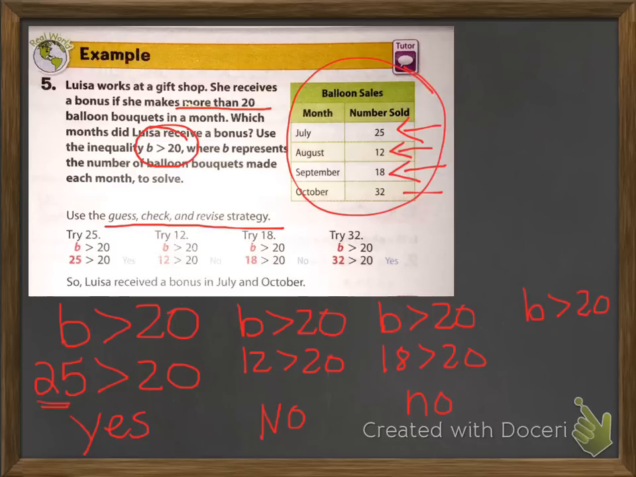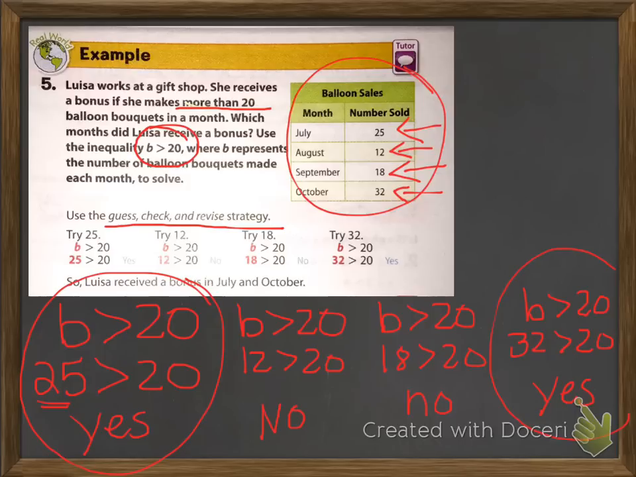We're going to substitute in the value 32 for B from our table from October. And we're going to check, is 32 really greater than 20? It is, because that's a true statement. So therefore, now you know which months she got a bonus, which would be the month that's represented by this one and this one. So you want to make sure that you go back to your table to actually find which months, because it's asking us to use the inequality to figure out which months she made that bonus.